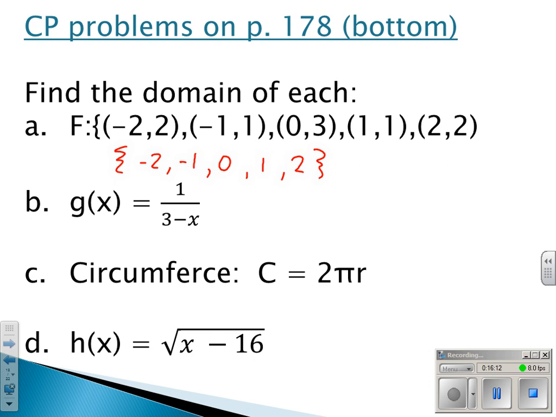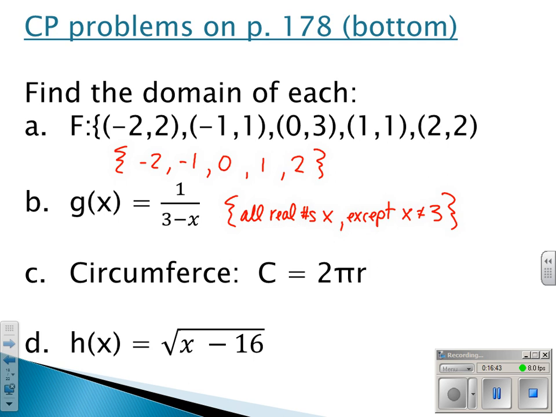Okay, letter B, g of x is equal to 1 over 3 minus x. There aren't many things that are not going to work in this domain, but remember we cannot allow that denominator to end up at 0. So your domain here is going to be all real numbers x except x cannot equal 3.